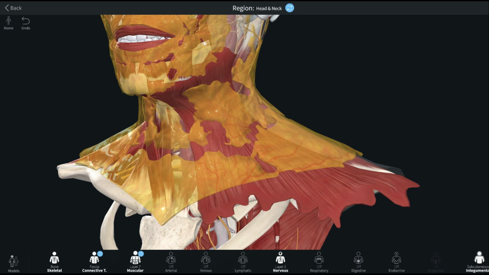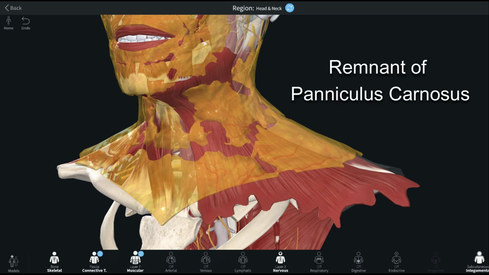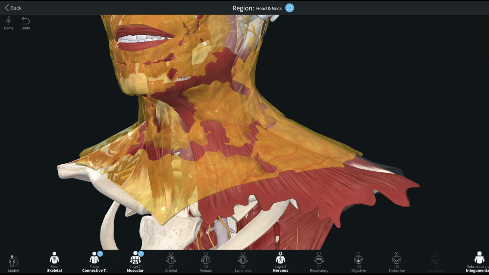They are what evolutionary biologists say to be the remnants of paniculus carnosus. So, what is this thing, paniculus carnosus? Let me explain it to you very briefly. You see, in many animals, in many vertebrates also, there has been an observation of a sheet of muscle layer in the superficial region of the body.